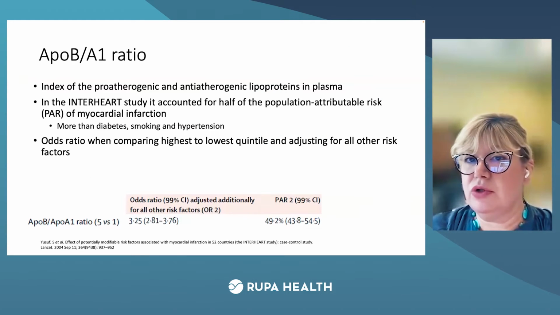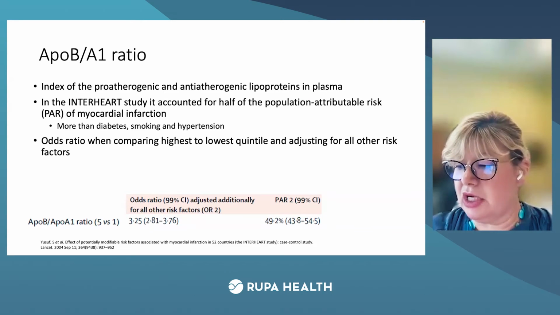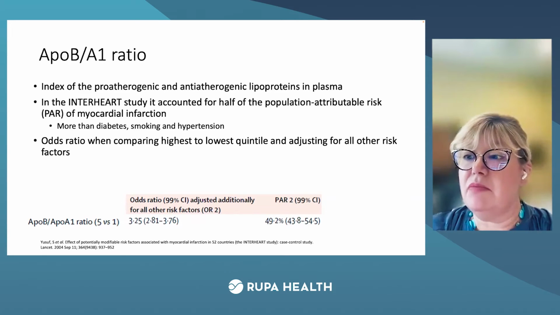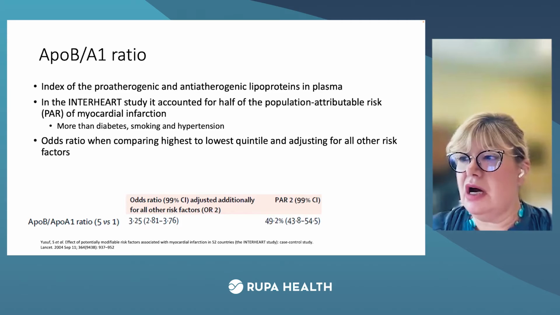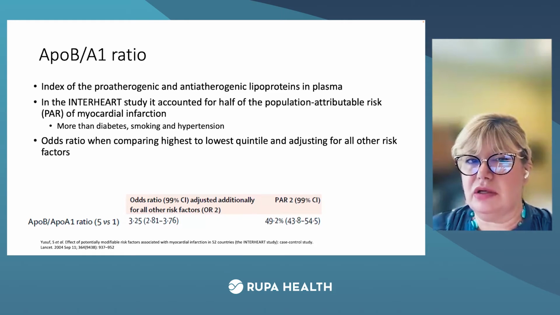Another important measurement that you may want to include in your new standard lipid profile is the ApoB/A1 ratio. Why? The ApoB/A1 ratio is a barometer of the atherogenic to anti-atherogenic lipoproteins in your plasma. It's essentially a measurement of the balance. And so in the INTERHEART study, it accounted for half of the population attributable risk of myocardial infarction. And that exceeded the estimates from diabetes, smoking, and hypertension. You could see that patients who had a highly atherogenic ratio, with ApoB/A1 being in the highest quintile, actually had threefold or somewhat higher risk of cardiovascular event, which is pretty significant.